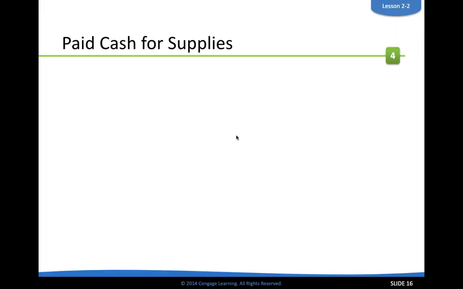Second transaction, paid cash for supplies. You guys came across this in chapter 1 as well. When you pay cash for supplies, your cash is going to decrease, and then supplies, which is another asset account, is going to increase. All right, so you're having a transaction that happens all on the asset side that's canceling each other out, therefore kind of maintaining balance between the accounting equation.